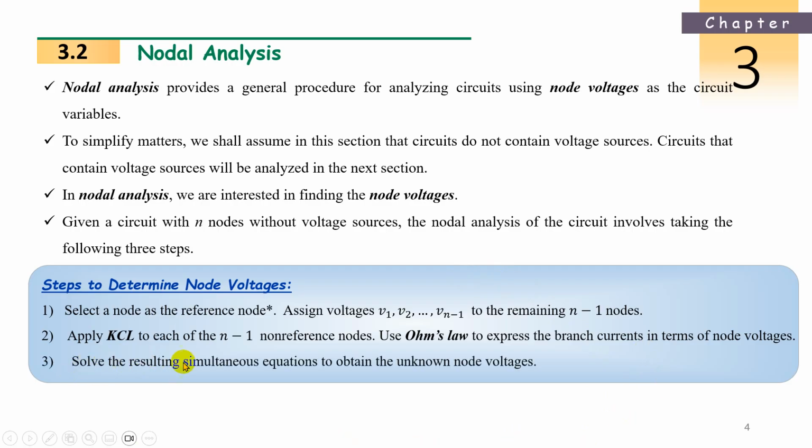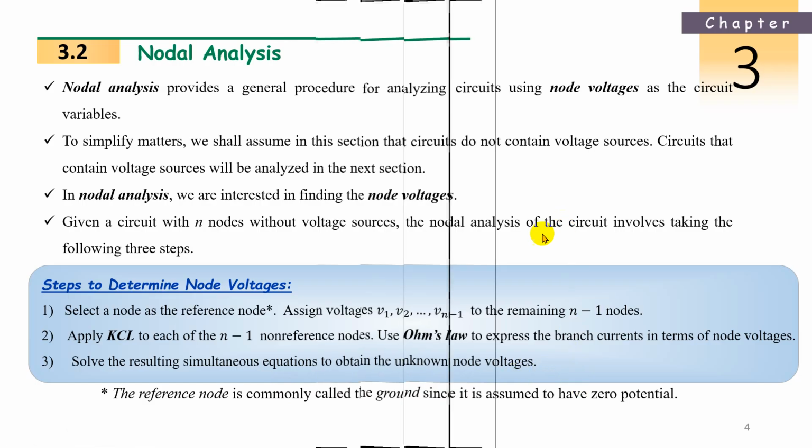Now the last one: solve the resulting simultaneous equations to obtain the unknown node voltages. Only 3 steps, or generally 4 steps, because here we are rearranging Kirchhoff's current law with Ohm's law, so that is another step we can say. So in 4 steps we will complete it. Now, the reference node is commonly called a ground, since it is assumed to have zero potential. Voltage value is 0 at that reference node.